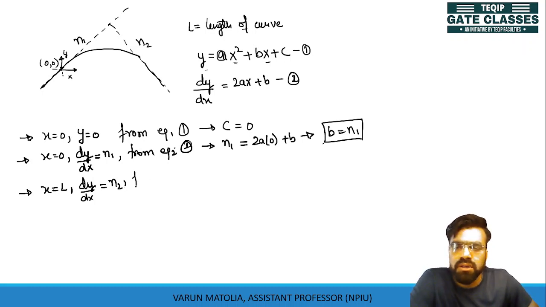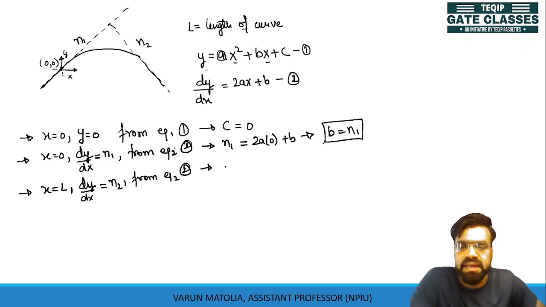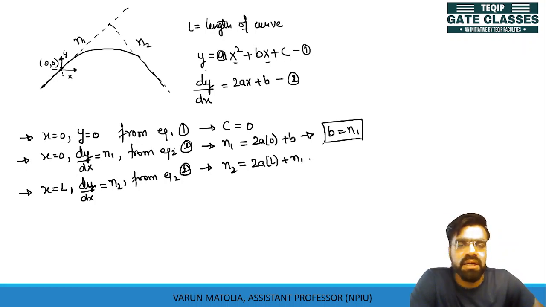From equation 2, we can write it as n2 equals 2a, where the value of x is L here, and the value of b is n1. So we can calculate the final constant a as (n2 minus n1) by 2L. This is the value of a.